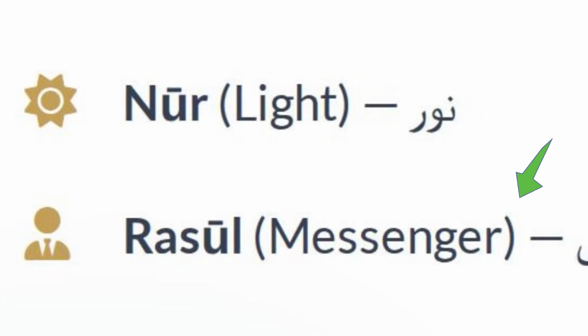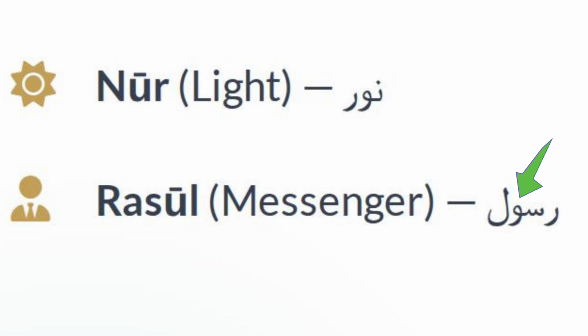We have another example here, Rasul. As we see, we have the letter Ra, then we have the letter Sin, and we have the letter wow, long vowel wow. So this Sin will be like this: su, Rasul, Rasul.